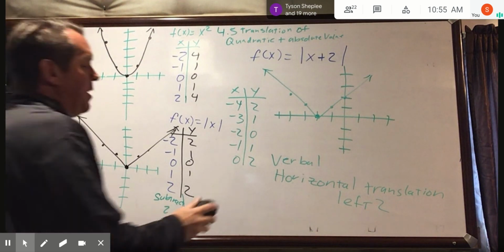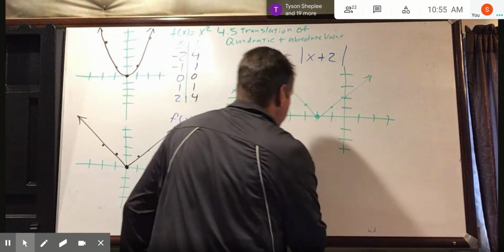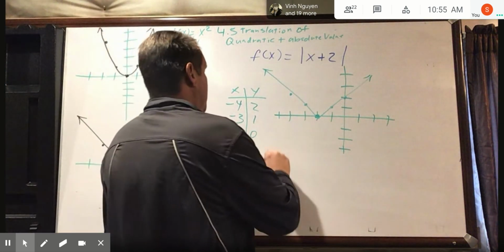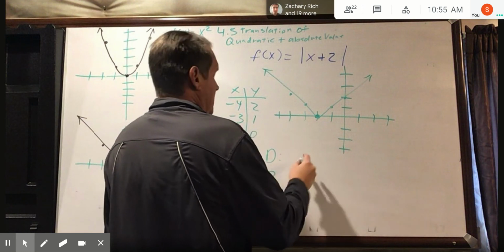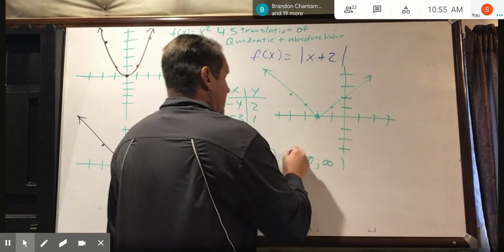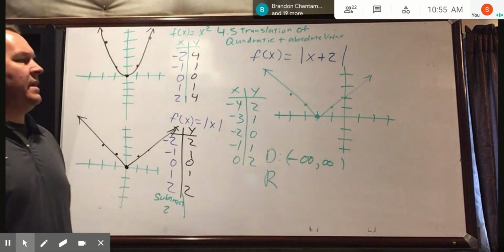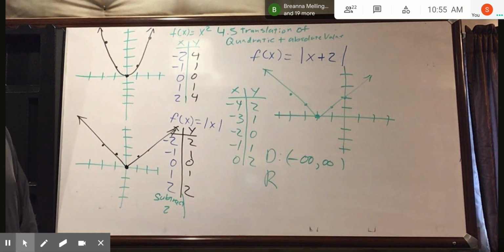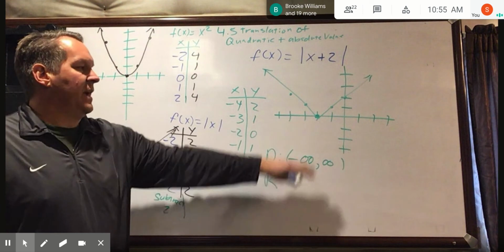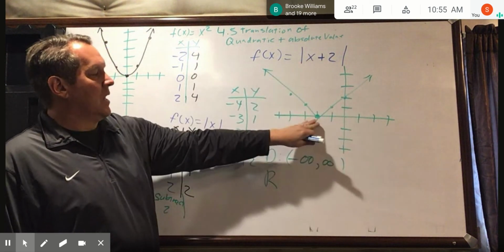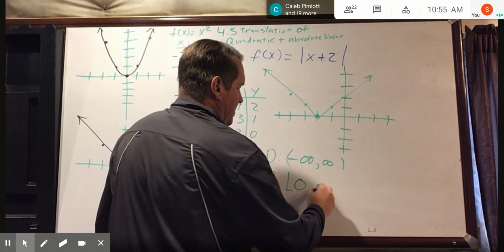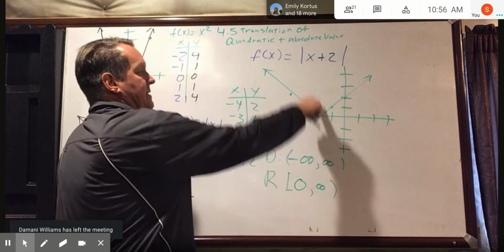All right, last part, domain and range. Domain, left and right forever. I'm just going to give the interval one with the infinity symbols. A lot of people get tricked into thinking, oh, you're going left 2, put a negative 2 for the range. Once again, it's y values. The lowest y value is at 0. Bracket 0 to infinity. Lowest point is at 0 and is going up.